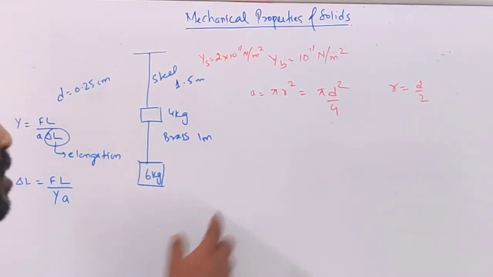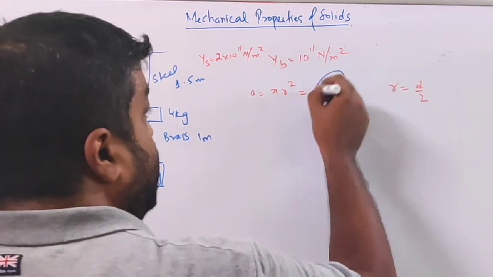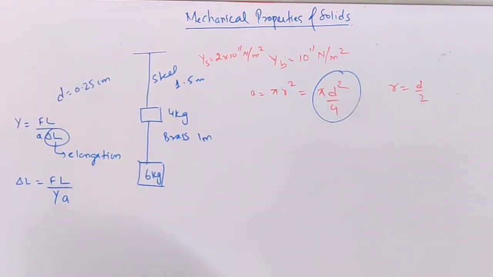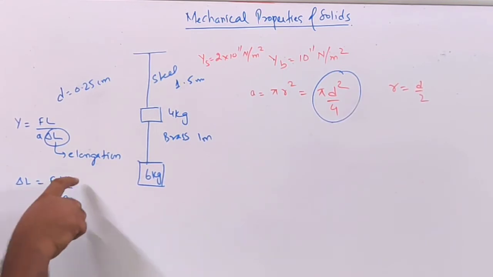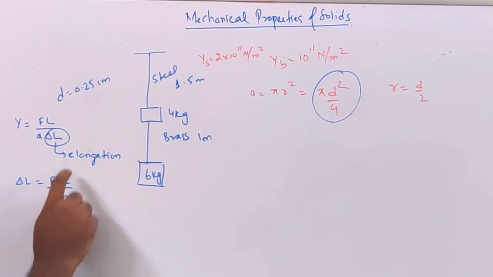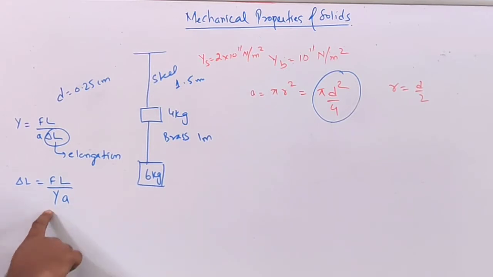Okay, so from this formula you can calculate the area, the cross-section area. To calculate the elongation you need these values: L is given, the length is given, Young's modulus is given, and area we can calculate. Force. Okay, how to take the value of force?